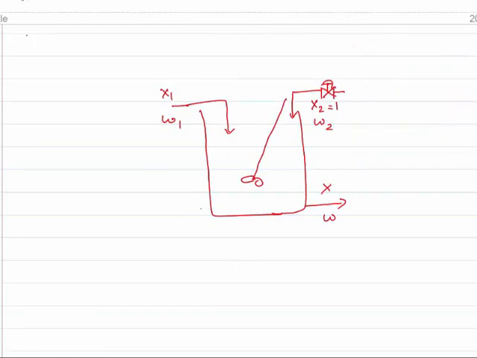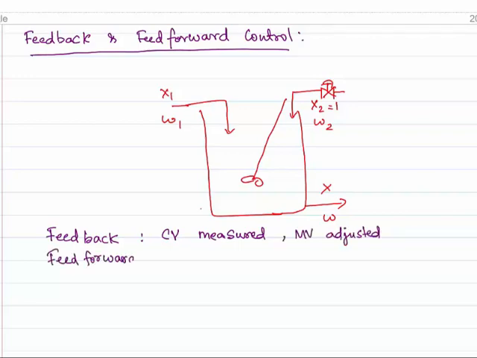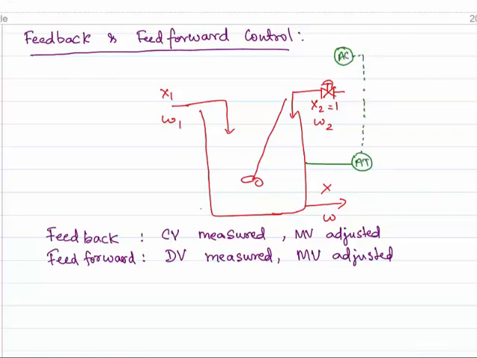Now, there are two types of controllers that one can design on a process like this. These are feedback and feed-forward controllers. A feedback controller is one that makes use of measurements of the controlled variable, and adjusts the manipulated variable accordingly. A feed-forward controller is one that measures the disturbance variable and adjusts the manipulated variable.